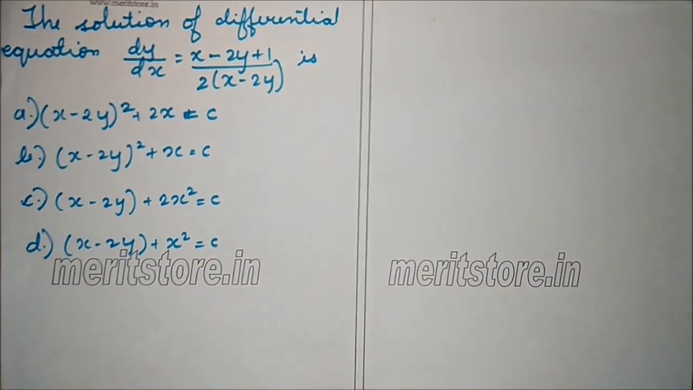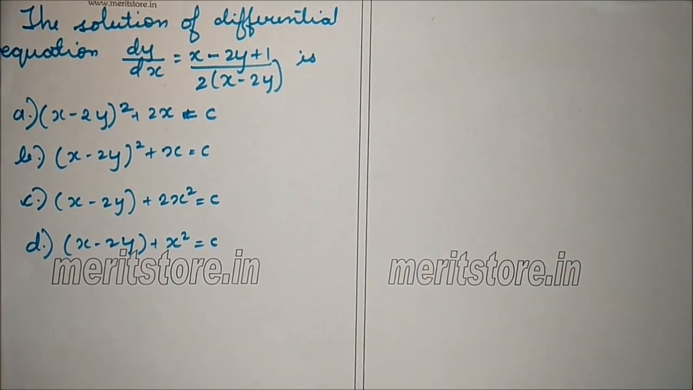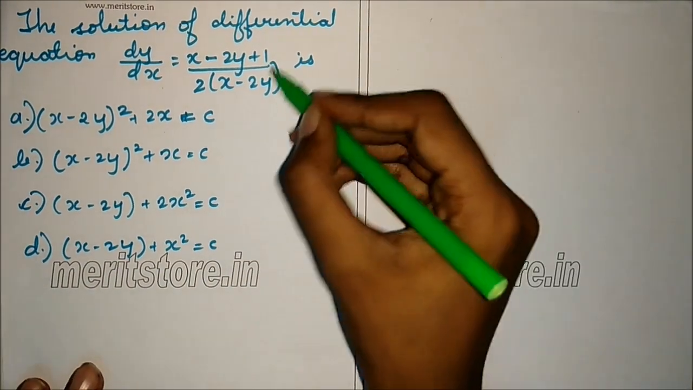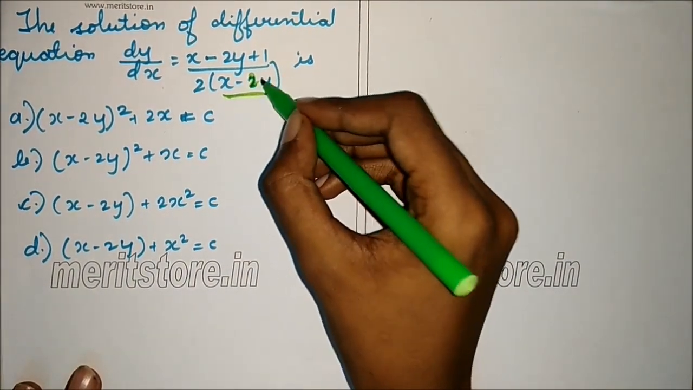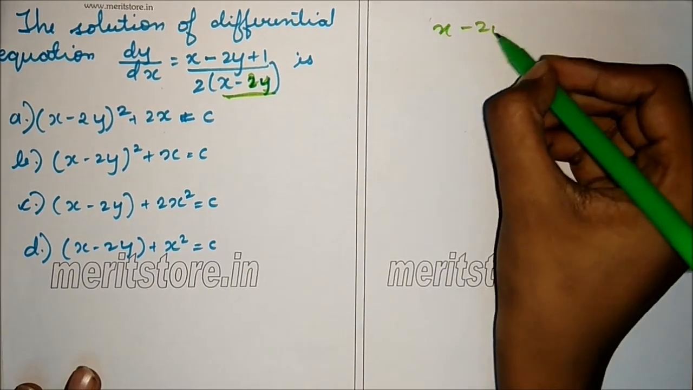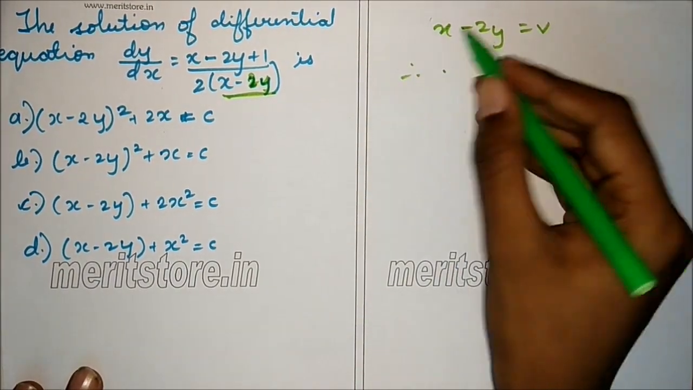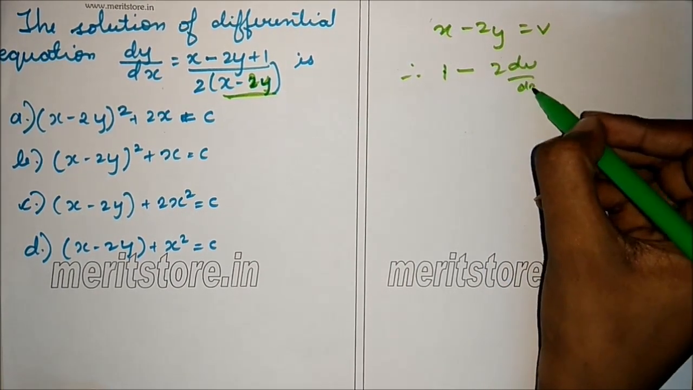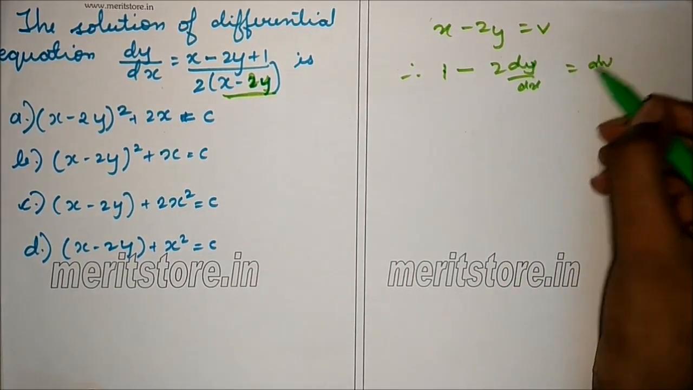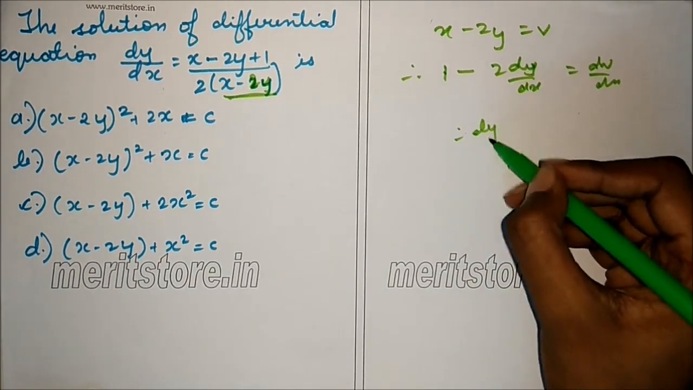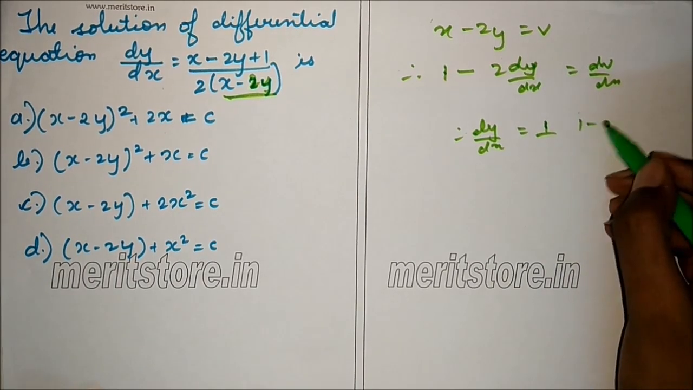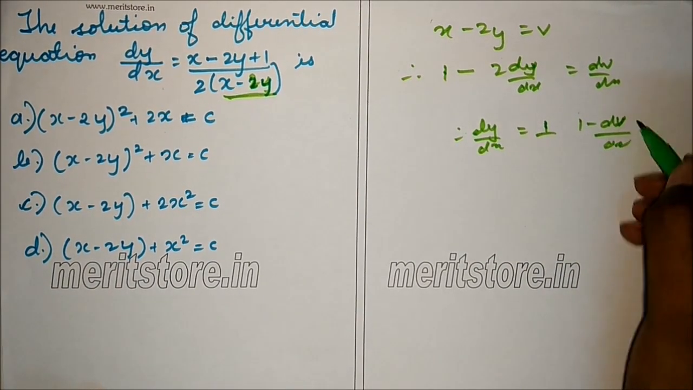The given differential equation is dy by dx equals x minus 2y plus 1 divided by 2 into x minus 2y. So we have a term x minus 2y which cannot be separated. So we simply put x minus 2y equals v. So therefore differentiating this with respect to x, we'll get 1 minus 2 into dy by dx is equal to dv by dx. So therefore dy by dx will be 1 minus dv by dx into 1 by 2.